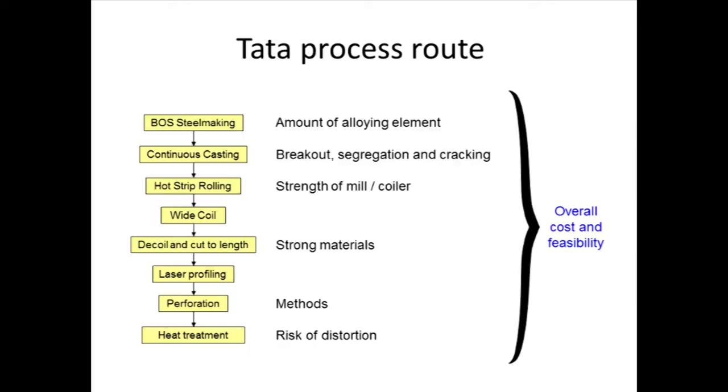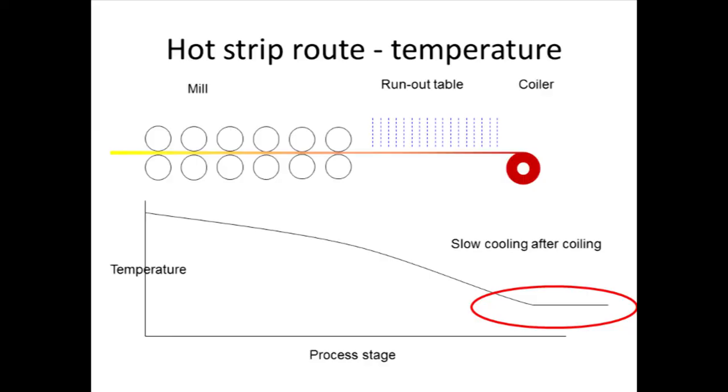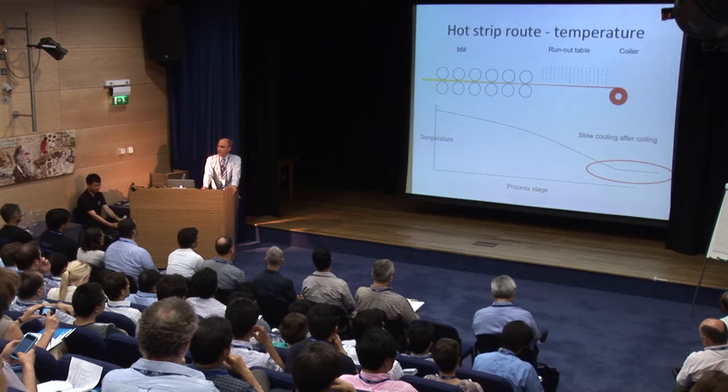A point to note about the hot strip rolling route. In hot strip rolling, the steel is rolled through a sequential rolling mill like this, cooled on the run-out table, and then coiled. And the coiling step therefore gives a very slow cooling step at the end. And so we naturally have within the hot strip route the ability to cool the steel slowly from the austenite temperature, and give the steel a pearlitic structure, which would be relatively amenable to further forming before heat treatment to form the superbainite structure.